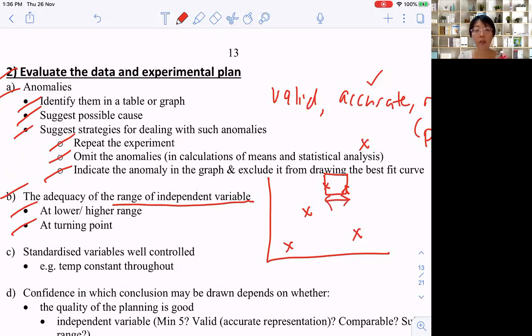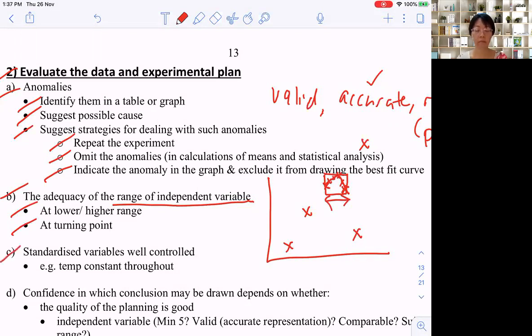So, adequacy of range of independent variables. Now repeat it with maybe 5 temperatures within this range. So I've got 5 more points to plot. Let's say 1, 2, 3, 4, 5. Then I can find out my optimum temperature more accurately, isn't it? So that is the meaning of adequacy of range of independent variables. So take the data and check: is my independent variable range sufficient for me to get the result that I want, to give me the information that I want?